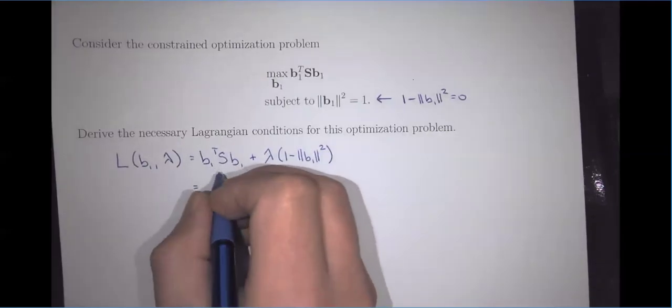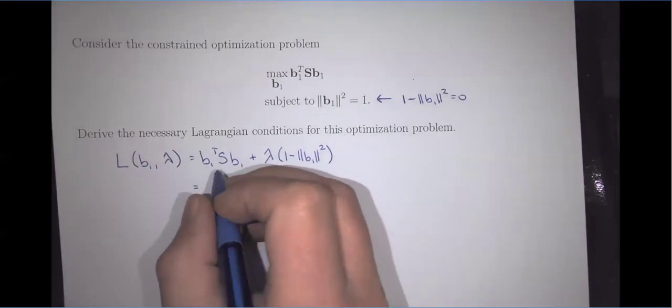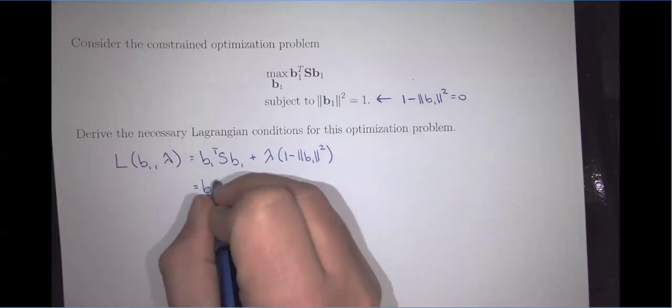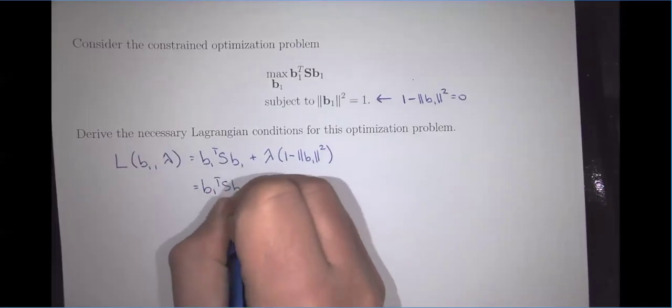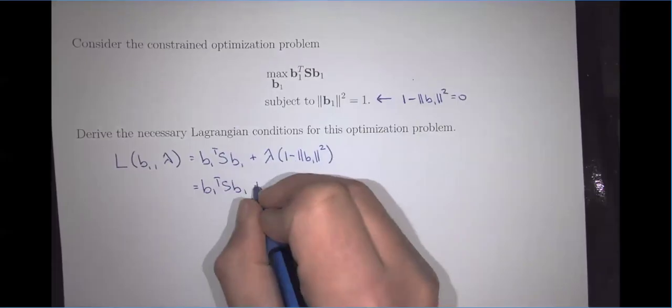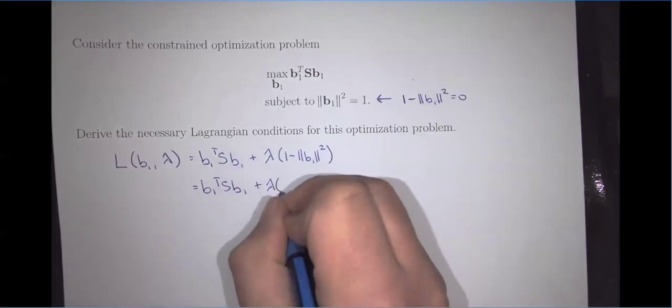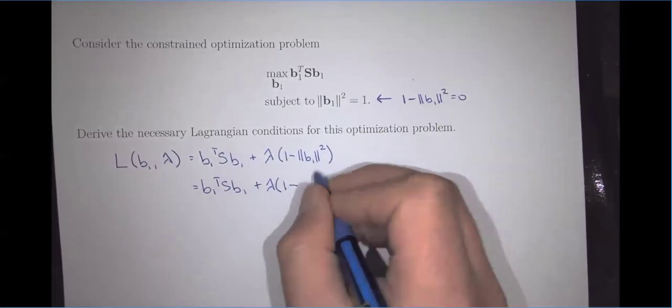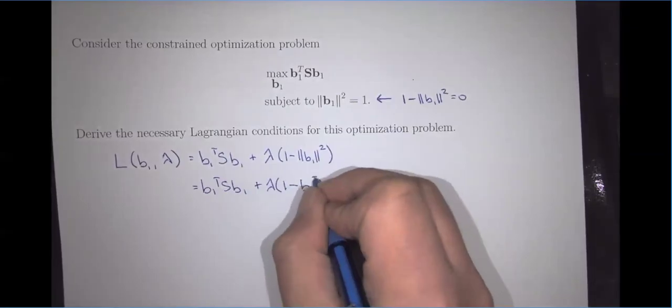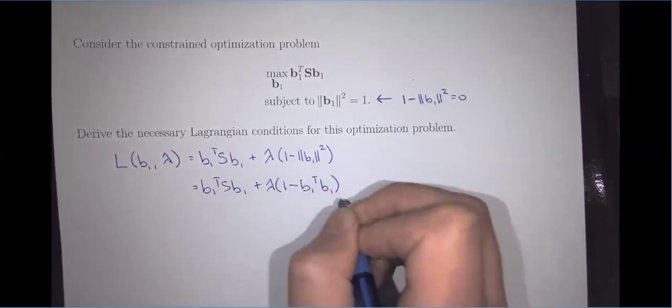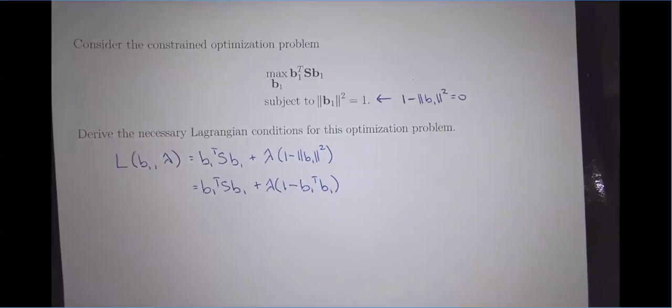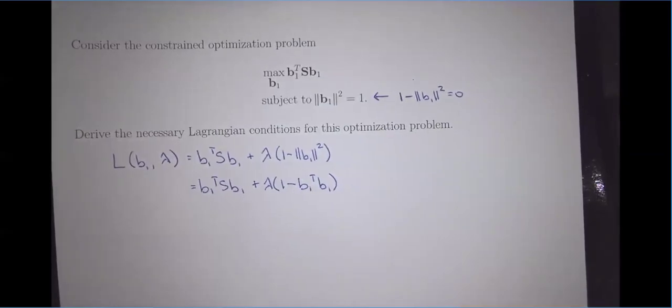So we can rewrite this as B1 transpose S B1 plus lambda times 1 minus B1 transpose B1. And that's the Lagrangian that we want to use for the optimization problem.